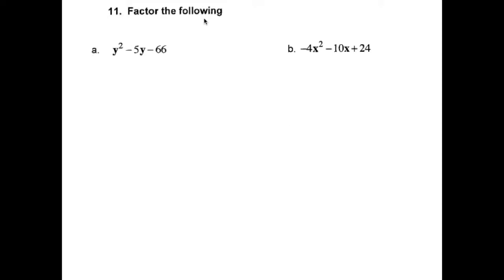Question 11, factor the following. This is an a equals 1 trinomial, looking for the factors of negative 66 that are going to add up to give me negative 5. Well, 66 is 6 times 11 to give negative 5.